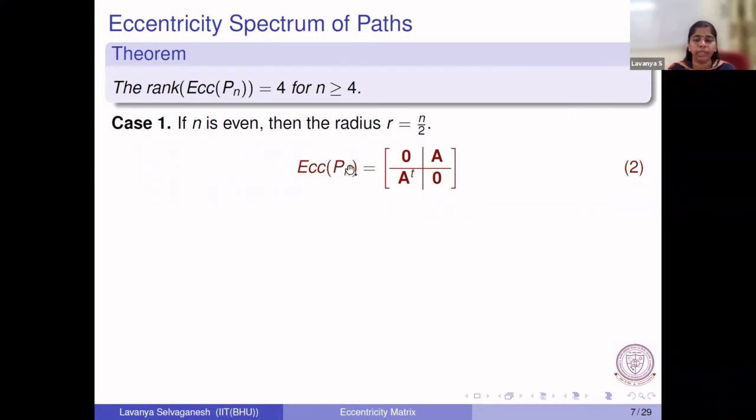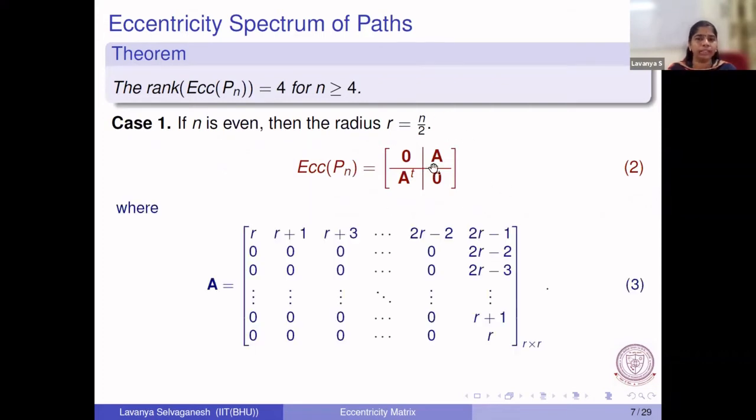So that gives us that the eccentricity matrix is going to have such a representation of block matrices, where A is a special matrix of this type, where only the first row... I mean, if you rearrange the vertices in such a fashion, then we can get such a representation of a block matrix. And this tells us that we have only the last column and the first and the last rows to be non-zero, and the first column also.